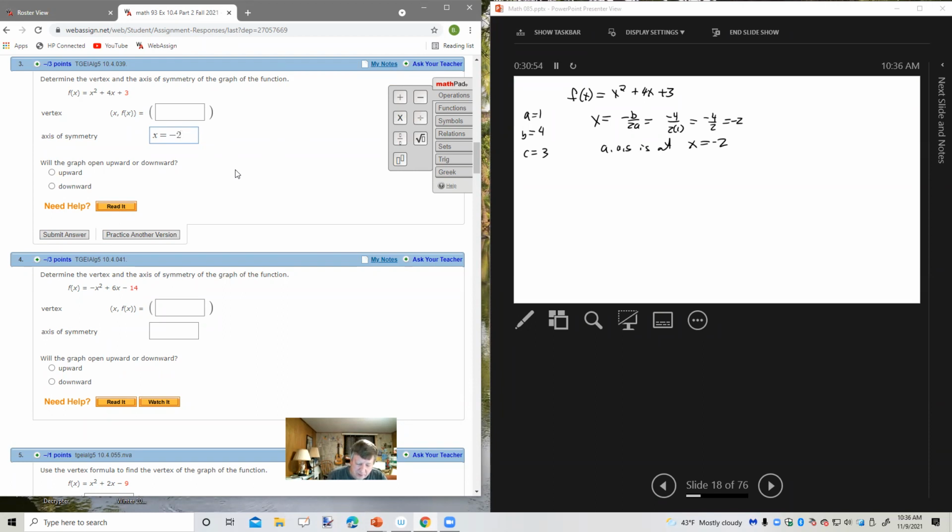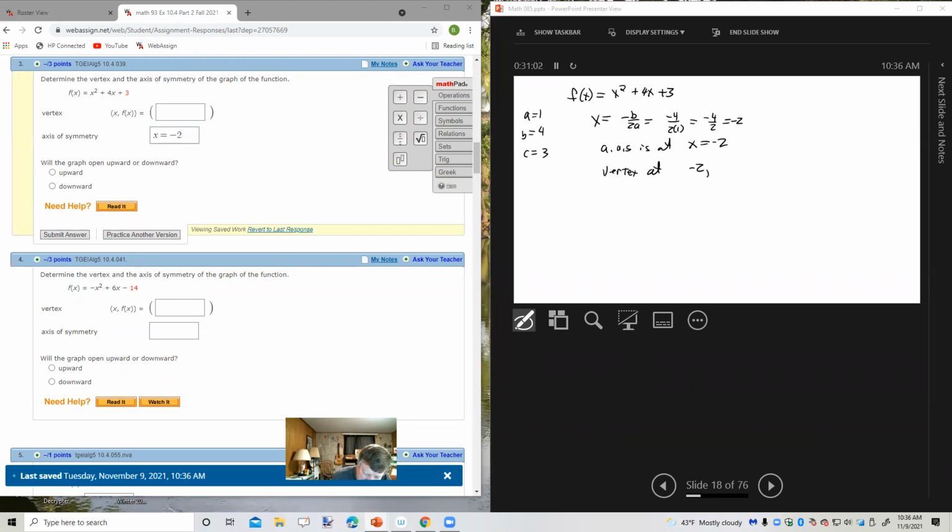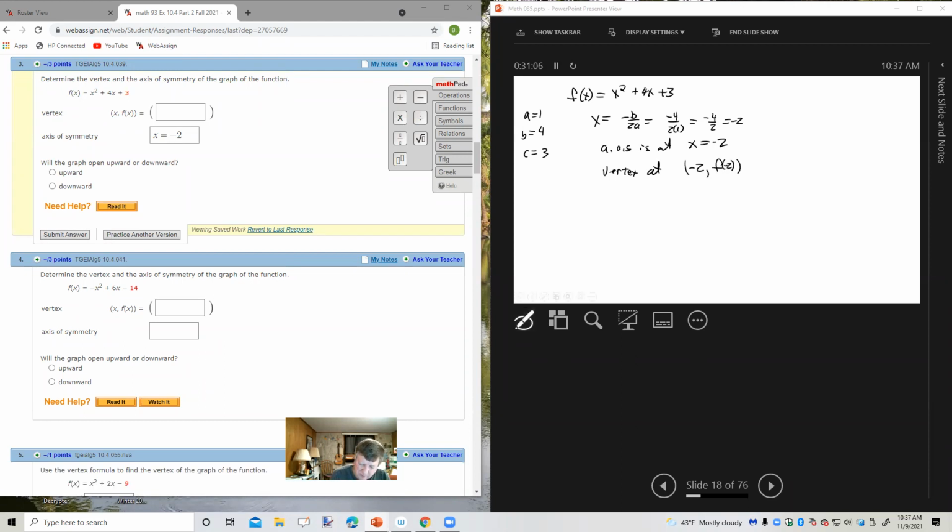Now, that also means that the x value of the vertex is negative 2. So the vertex is at negative 2, comma, and then this is going to be f of negative 2. All right, so let's see.